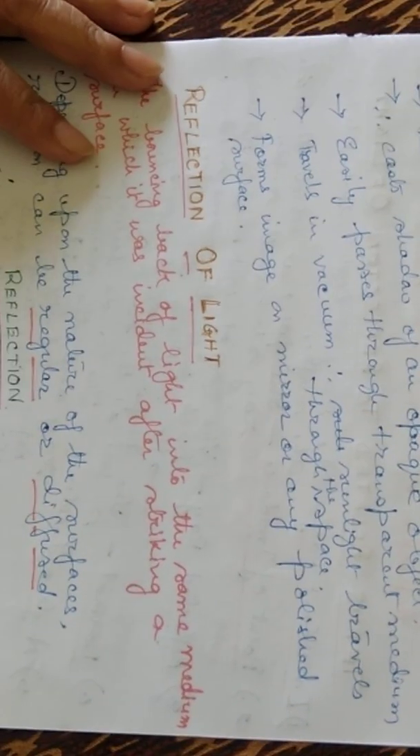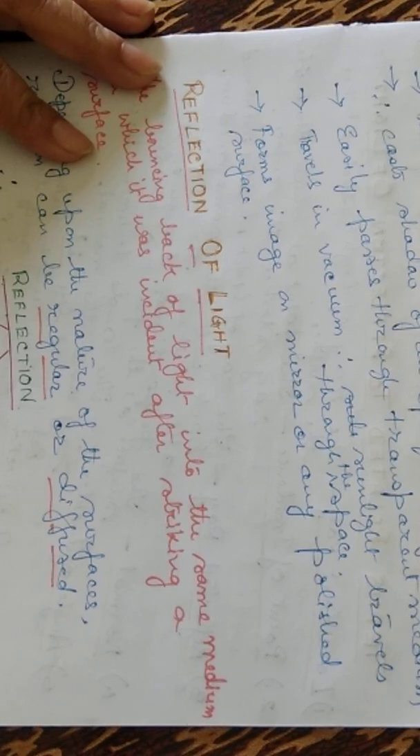Then it forms an image on a mirror or any polished surface. Any polished surface or a mirror can form an image with the help of light.